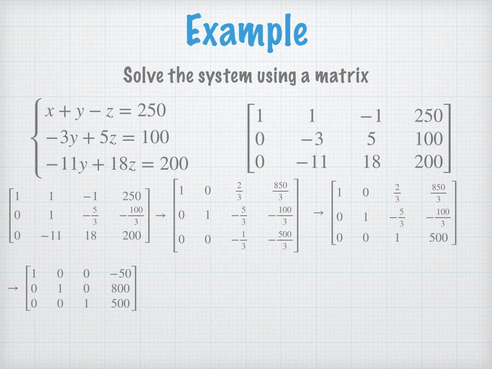Now, this final column has all of our solutions. Our solution for x is -50, our solution for y is 800, and our solution for z is 500. We could put that as an ordered triplet, x, y, then z. And notice that if we tried to change our matrix back to equations, we'd be saying that 1x equals -50, 1y equals 800, 1z equals 500. So this is a pretty slick way of solving systems using matrices.